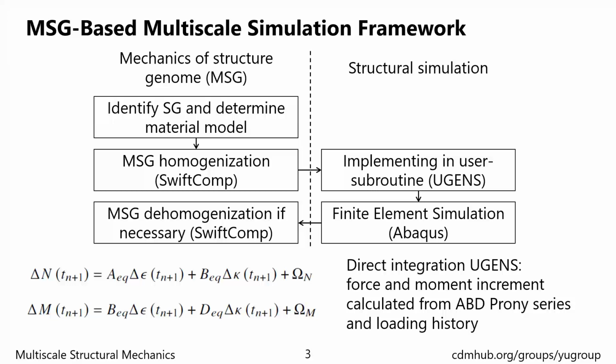The effective properties are implemented into a user subroutine, and along with the finite element model, structural simulation can be carried out. In this study, we are using Abaqus and shell elements, so we will have the effective ABD matrices implemented in UGENS. The material model in this study is viscoelastic with direct integration implementation. In this case, the force and the moment increment are calculated based on strain and curvature increment, ABD Prony series, and also the loading history.